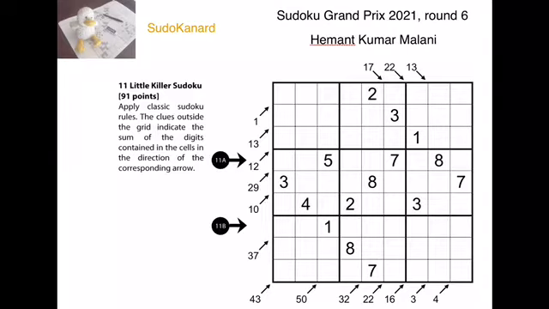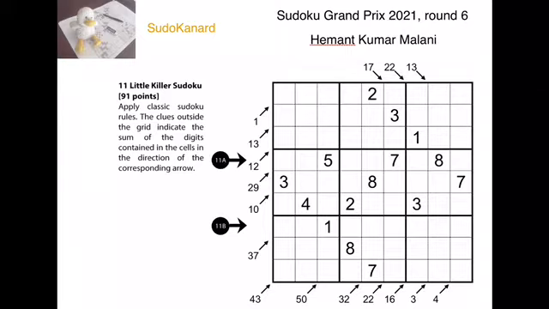Here is a little killer Sudoku puzzle that was created by Indian author Hemant Kumar Malani for the round 6 of Sudoku Grand Prix 2021. It was a very high pointer in this event, and it was not the most difficult puzzle by a long shot.